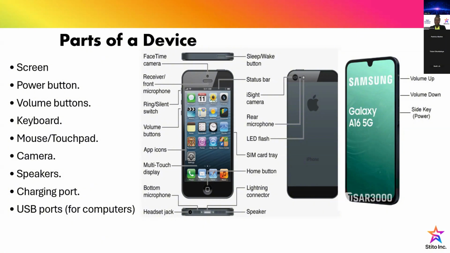Speakers help us to hear what we are listening to or watching. When we are making calls, most of the time, some of us don't want people around us to hear. So if our phone is on speaker, we will press that speaker icon and it will reduce the volume. People will not hear, as in it's not loud.